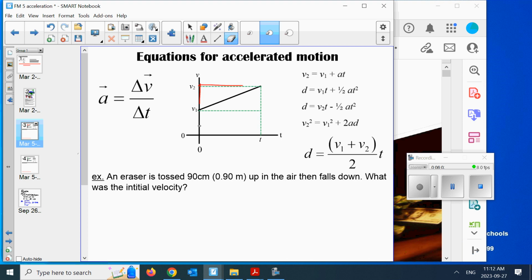Oh, by the way, the first formula listed here is just that formula broken up. Delta V needs to be V2 minus V1, and then just isolating for V. That's what that first one is. But you have it all listed.